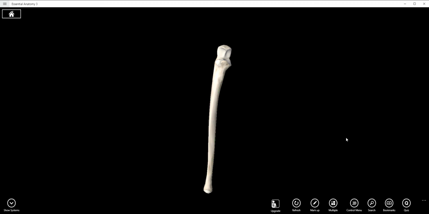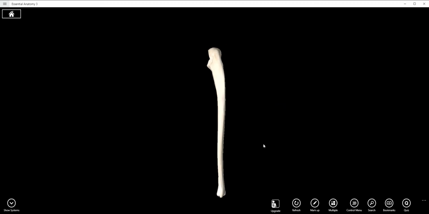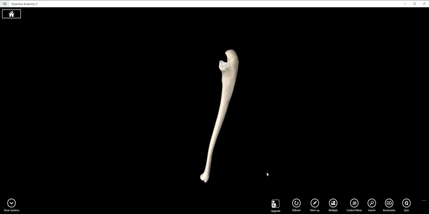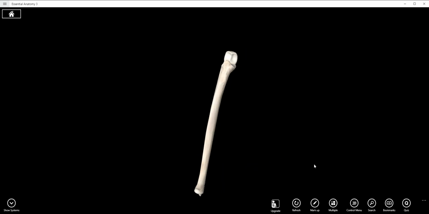So we can't see the posterior surface or the posterior border. So let's flip around really quick and look at the back here. So here is the posterior border. There is the posterior border. This is the posterior surface right here. Okay, so that's shafts and borders of the ulna.